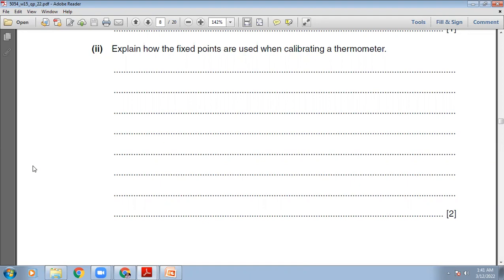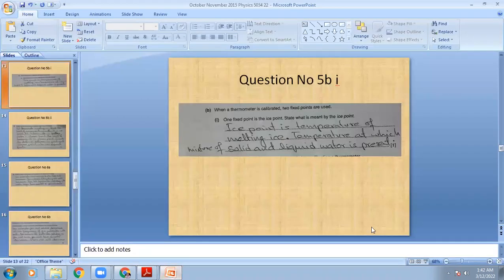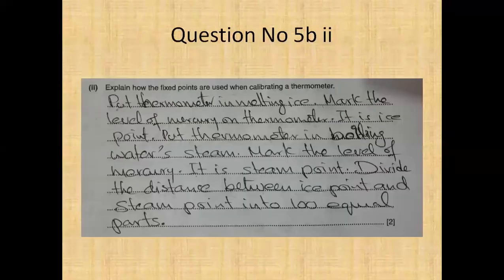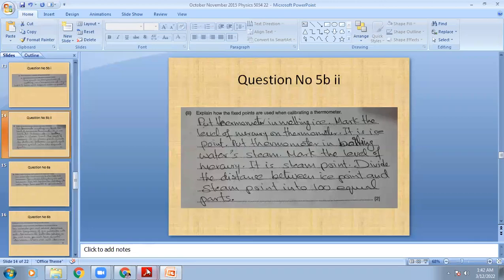And then we divide the distance between the ice point and the steam point on the thermometer into 100 equal parts, and that is how you calibrate a thermometer. So let me show you my written answer. Put the thermometer in melting ice, mark the level of the mercury on the thermometer. It is the ice point. Put the thermometer in the boiling water's steam, mark the level of the mercury. It is the steam point. Divide the distance between the ice point and the steam point into 100 equal parts. So this is how you will calibrate a thermometer.